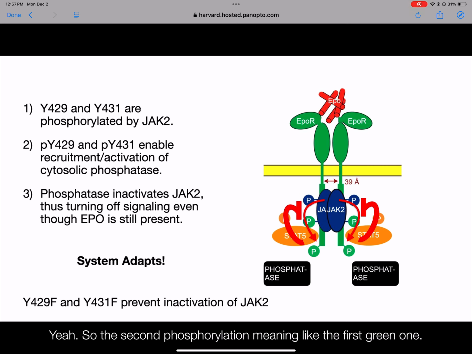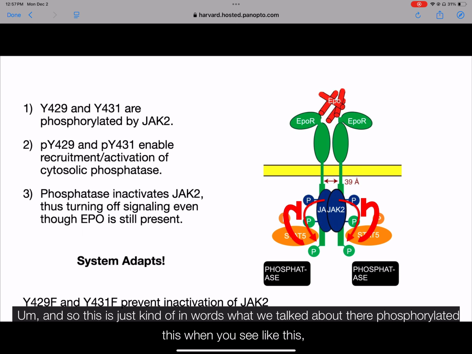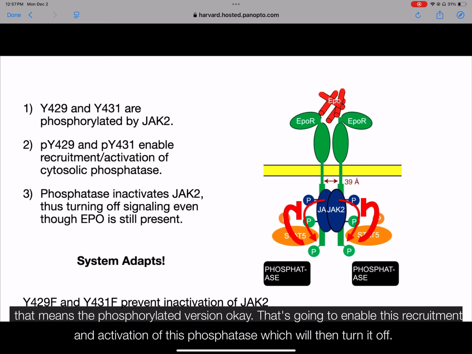Yeah. So the second phosphorylation, meaning like the first green one, does JAK2 also phosphorylate that? Yes. That would be STAT5. Yes. Okay. And so this is just in words what we talked about. They're phosphorylated. When you see it like this, that means the phosphorylated version. That's going to enable this recruitment and activation of this phosphatase, which will then turn it off.